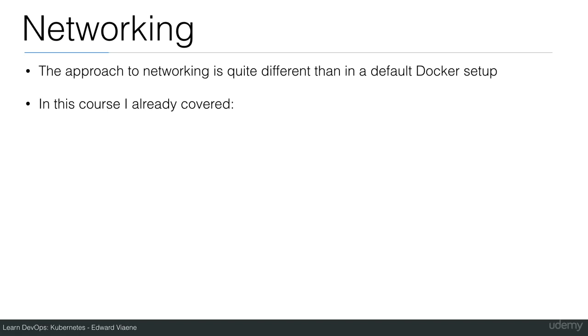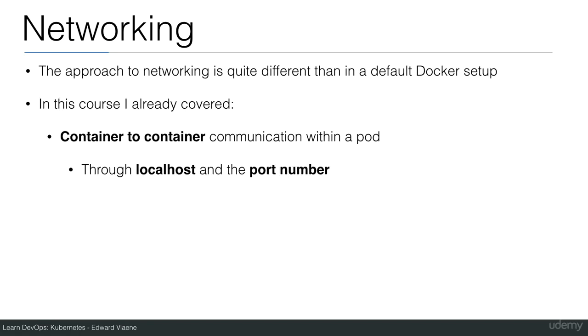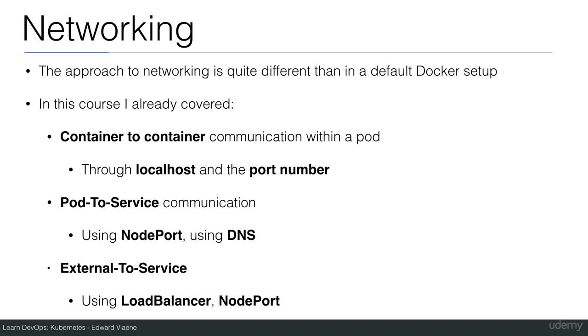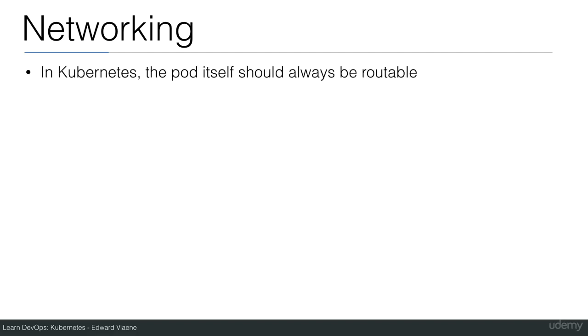In this course, I already covered container-to-container communication within a pod that goes through localhost and the port number. I covered pod-to-service communication using node port, using DNS discovery, using the cluster IP. External to service using the load balancer, like the external load balancer on cloud. Ingress controller is also an example, or just the node port.